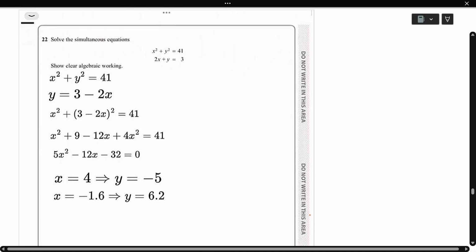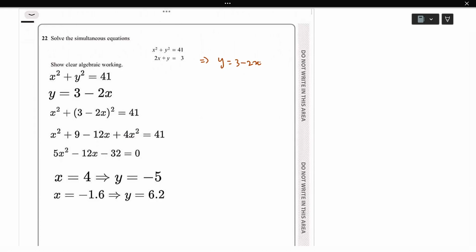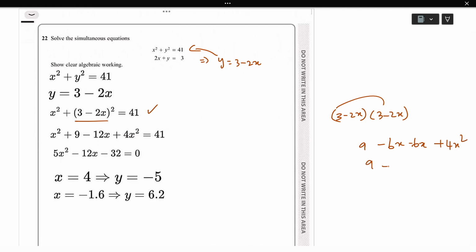The next question 22. Solving simultaneous equations. From here, we'll make y the subject: y equal to 3 minus 2x. We'll substitute this equation, so we are substituting here and we'll expand this one. So 3 minus 2x times 3 minus 2x. When we multiply, 9 minus 6x minus 6x plus 4x squared, which is 9 minus 12x plus 4x squared. That's written here equal to 41.